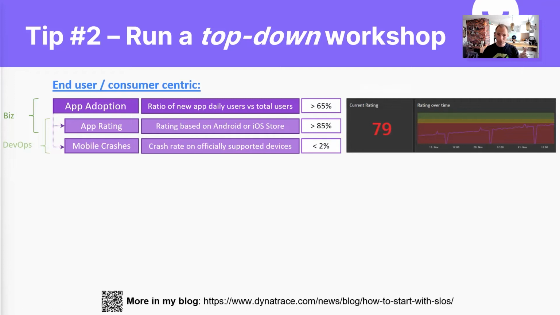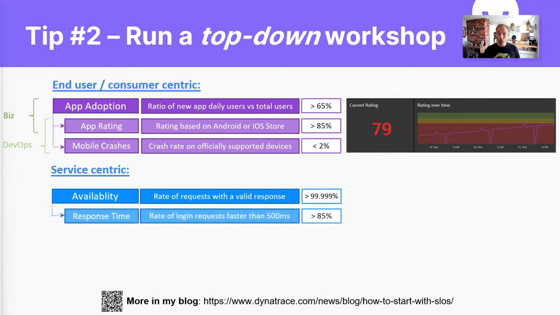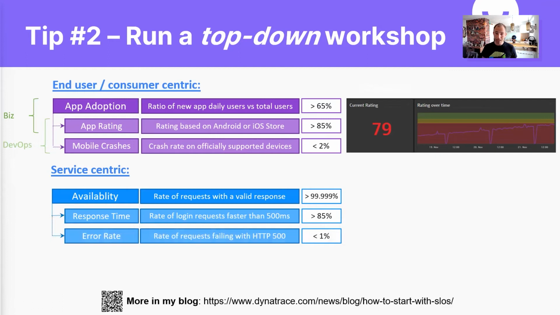Now, behind every great mobile app, there's a great backend, which means you want to go further and then also specify your SLOs for key services in the backend. Like when you're logging in, when you're opening up a mobile app, the first thing is you need to authenticate. So the availability of that service is hugely important. The response time is really important because people don't want to wait, because otherwise they also complain, as well as things like error rate. But see here, we were very specific. What is availability? The rate of requests with a valid response.